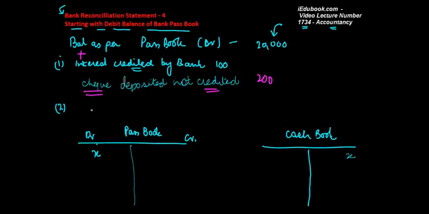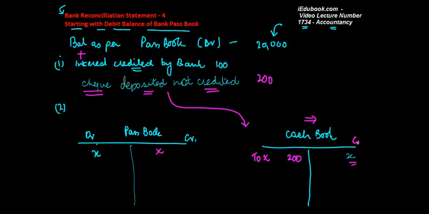Okay. When I say that a check has been deposited, what does this mean? This means that the entry would have been passed by the company in cash book, and if it deposits this balance, what will it do? It will debit the person who's given the check and make this 200. Whereas no entry is passed in the bank passbook. So what will be the balance in the cash book?